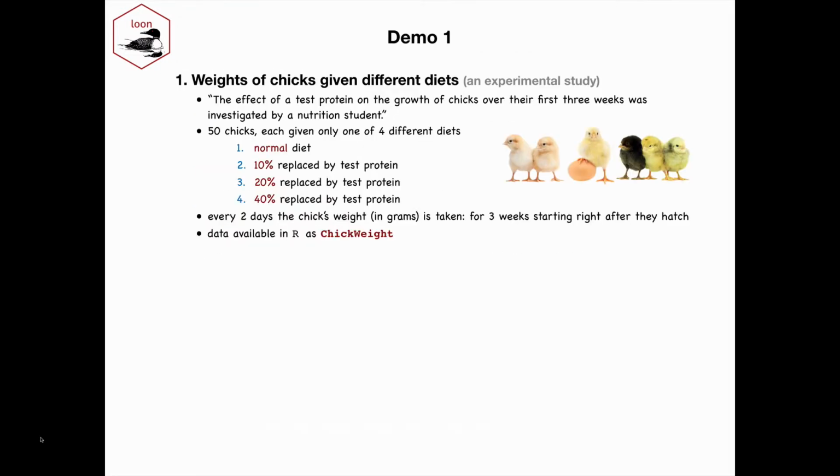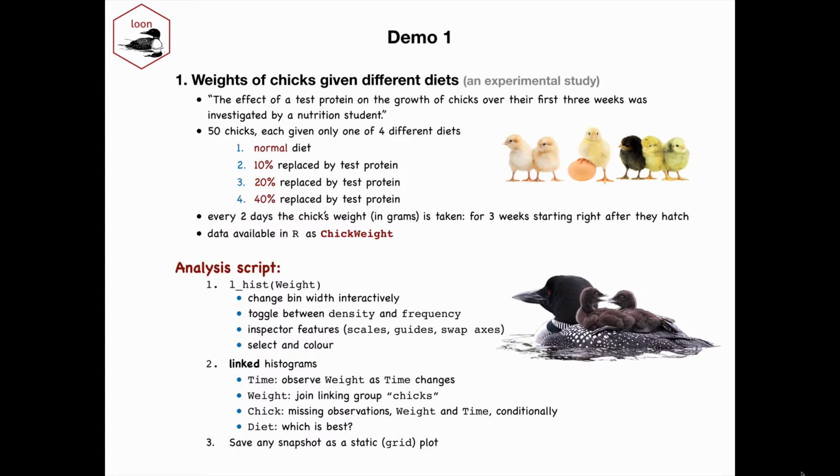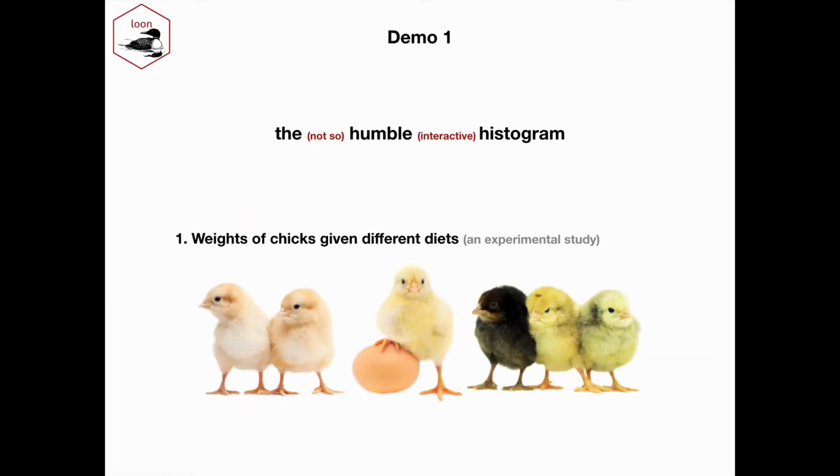The first demonstration will be an experimental study looking at the weights of chicks given different diets. The idea here is to see which of 4 different diets produce the greatest growth in chicks in a 3-week period. The data is available in R as the chick weight data. This is the analysis I'm going to try to follow in the demonstration. You can pause and have a look at it or come back to it later. So let's start the demonstration in R.